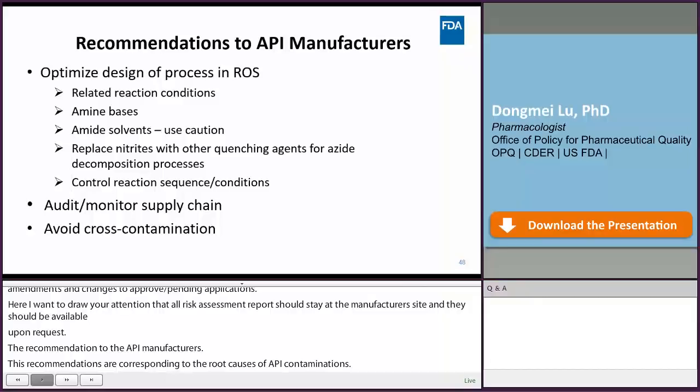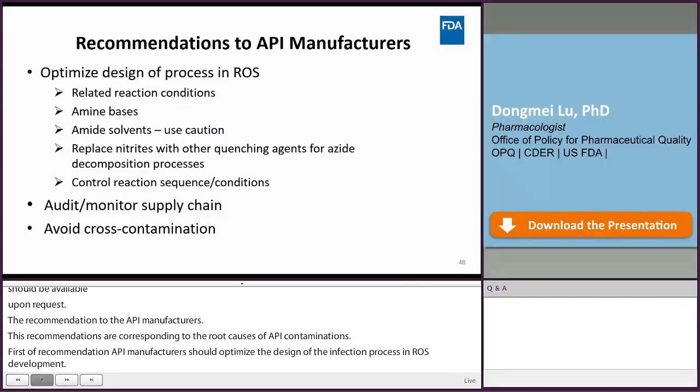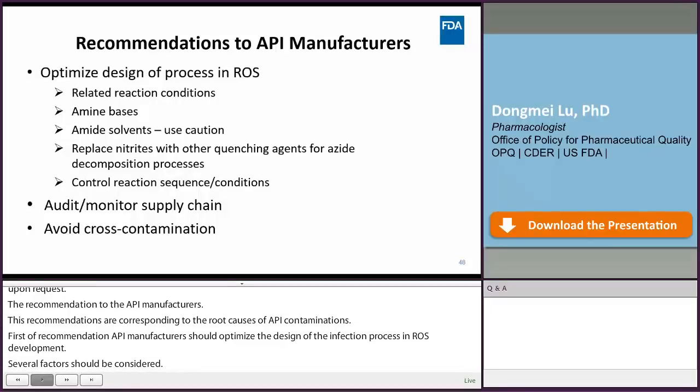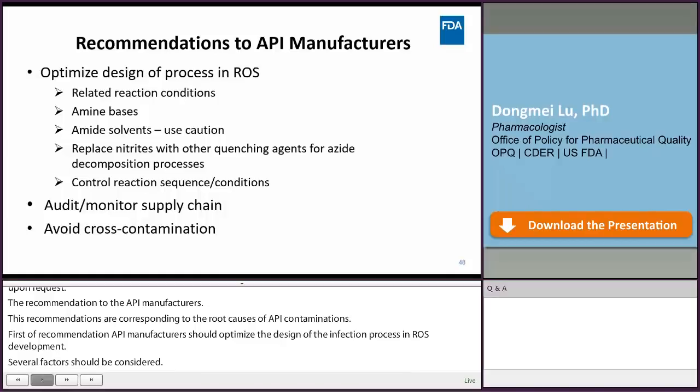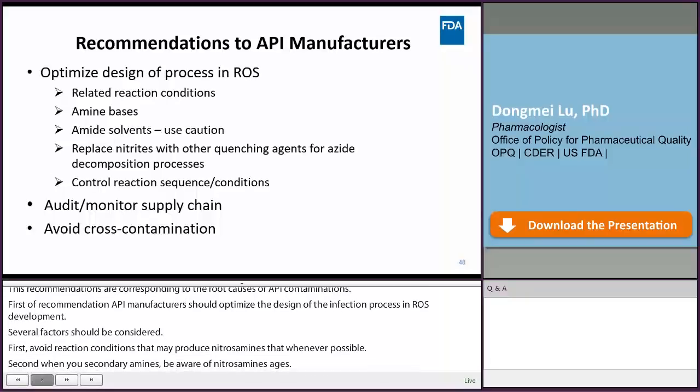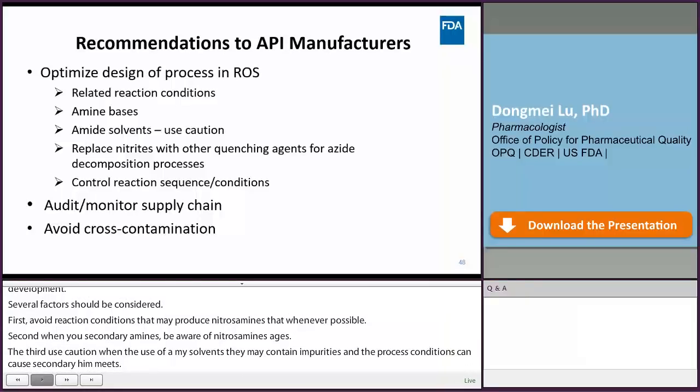First, avoid reaction conditions that may produce nitrosamines whenever possible. Second, when using secondary, tertiary, or quaternary amines, be aware of nitrosating agents. Third, use caution when the route of synthesis involves the use of amide solvents, as they may contain amine impurities, and some process conditions may cause degradation to form secondary amines. Fourth, replace nitrites with other quenching agents for azide decomposition processes if possible.